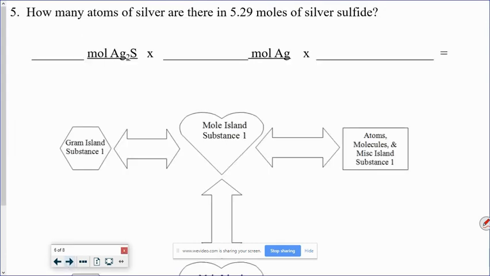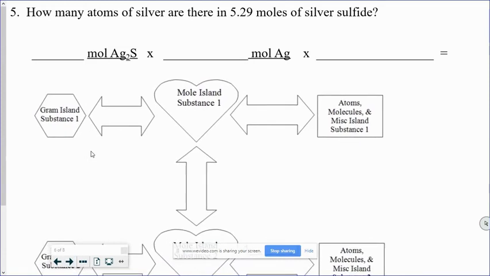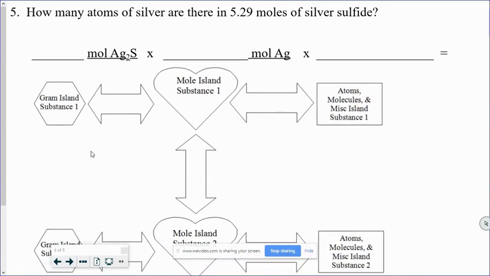So here we go. Here's our first problem. We're going to look at it. It says how many atoms of silver are there in 5.29 moles of silver sulfide? Well, our map's a little different than it was before. So if we look at this, we're going to be going from one substance, Ag2S, and we're going to be going to a different substance, which is our silver, our Ag. So that's something that's a little different. That's going from mole island to mole island.